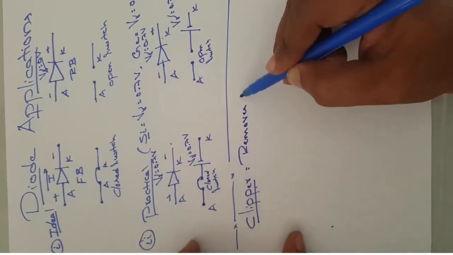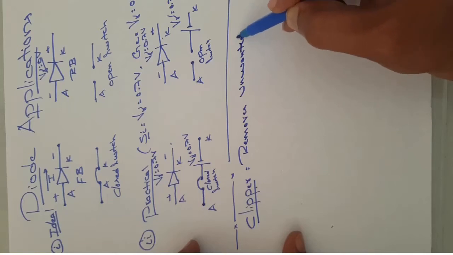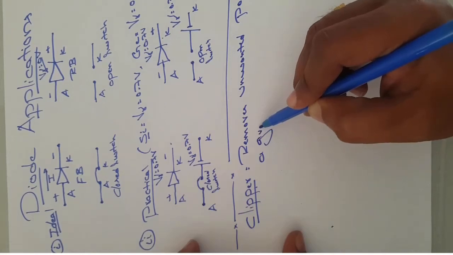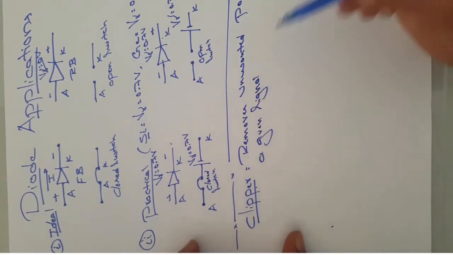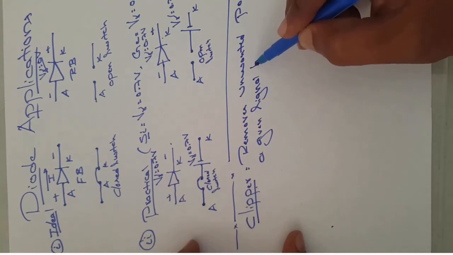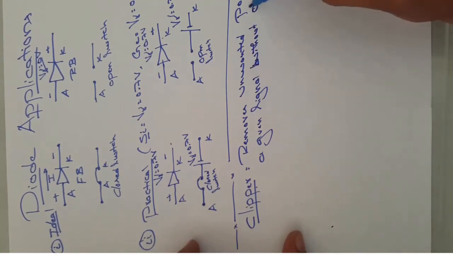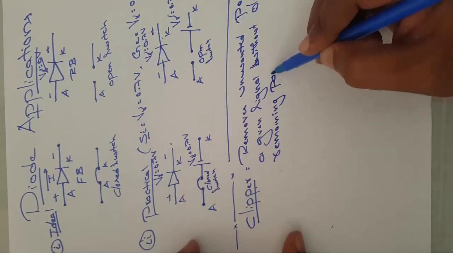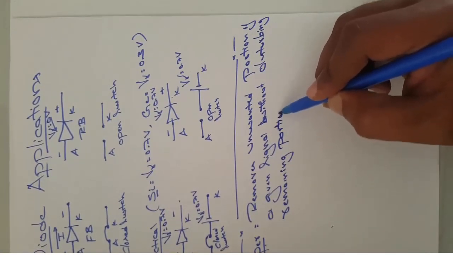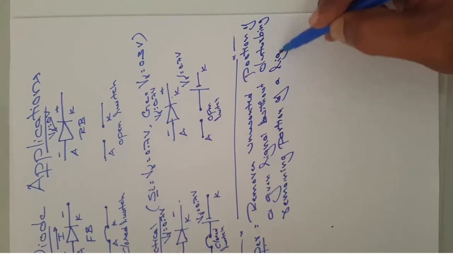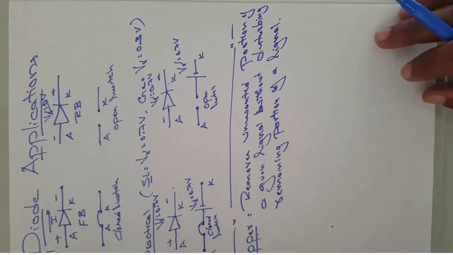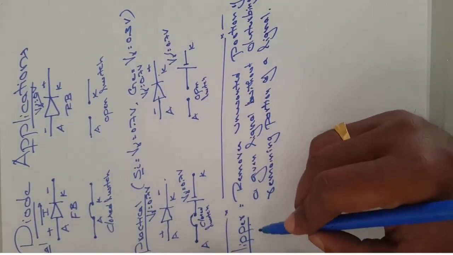Removes unwanted portion of a given signal. Yes, of course it will remove, but without disturbing or without altering the remaining portion of a signal. This circuit is called what? A clipper. Actually, this circuit is called what? A clipper.